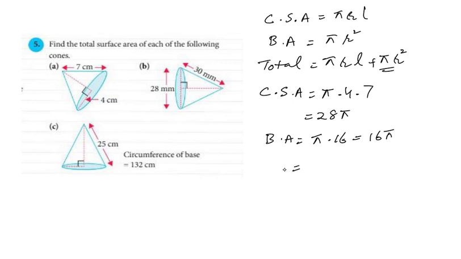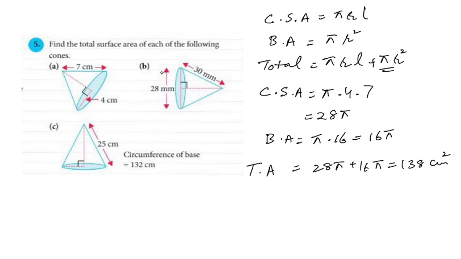Adding both values, we get total area, which is equal to 28 pi plus 16 pi, and the calculator gives the value to be equal to 138 centimeters. Keep in mind that this is centimeter squares, and I have given the answer correct to three significant figures. So it is 138 centimeter squares.